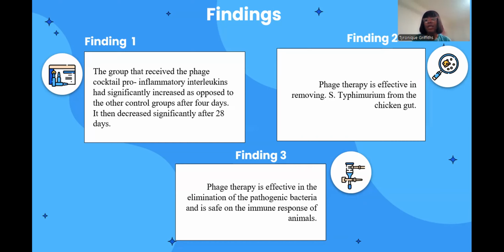The results also indicated that phage therapy is effective in removing S. typhimurium from the chicken gut. The authors suggested that phage therapy is effective in the elimination of the pathogenic bacteria and is safe on the immune response of animals.